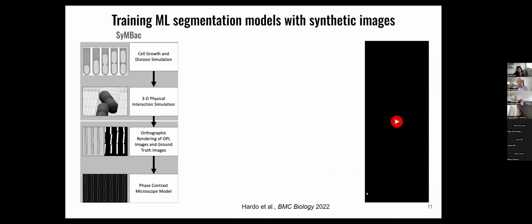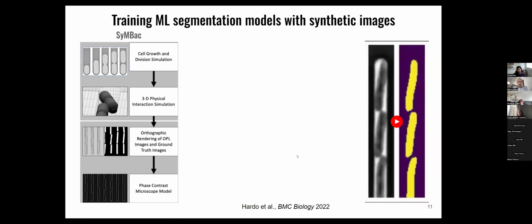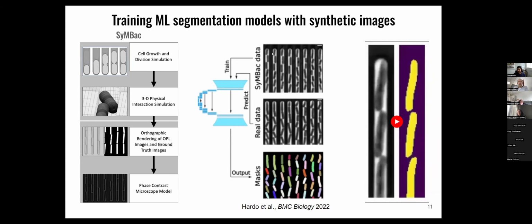And so what we did is that we built an end-to-end model for the entire process in our devices, where we simulated how cells grow and divide based on our knowledge of bacterial growth and division in these devices, and then simulated their 3D interactions with each other and the microfluidic platform. And from those, we extracted ground truth position of those cells and used a phase contrast image model to produce realistic phase contrast data. And so now we can train a machine learning model with realistic synthetic images, which are almost indistinguishable from real data.